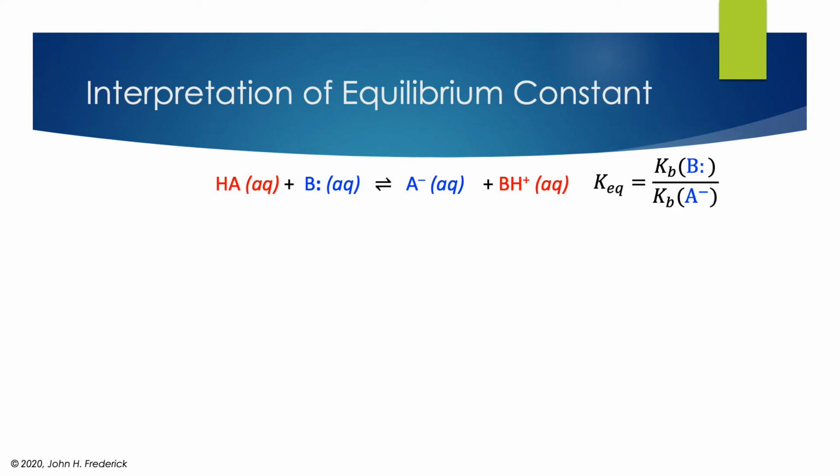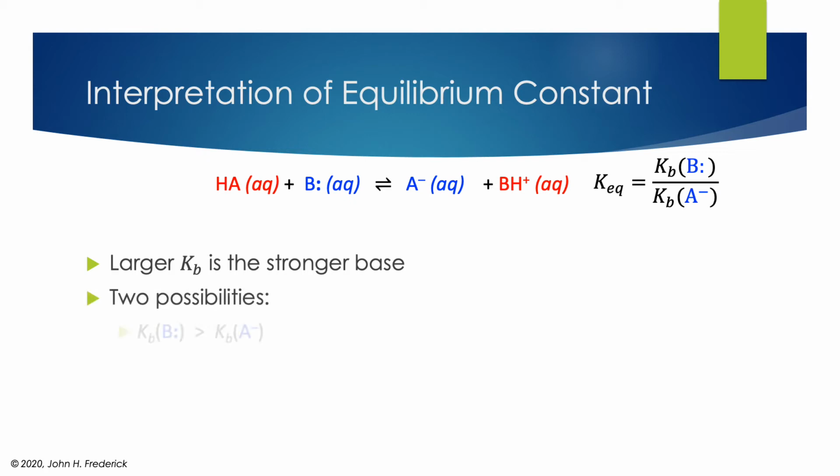Let's analyze this and see if we can't understand a little better what's going on in this reaction. Well, we know that the larger of the two Kb's is going to be the stronger base. The strength of the base sort of tracks with the value of Kb. So we have two possibilities here.